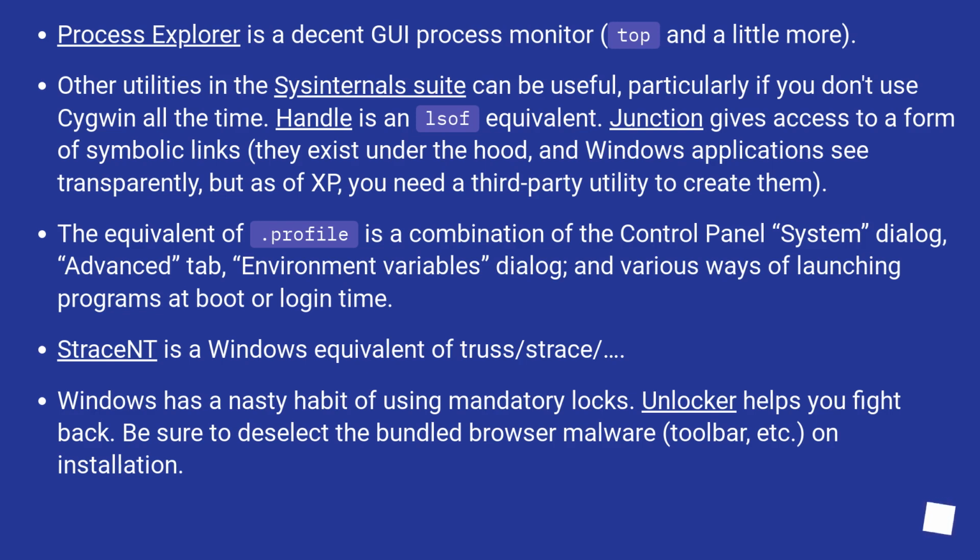Junction gives access to a form of symbolic links. They exist under the hood, and Windows applications see them transparently, but as of XP, you need a third-party utility to create them. The equivalent of .profile is a combination of the Control Panel System dialog, Advanced tab, Environment Variables dialog, and various ways of launching programs at boot or login time.